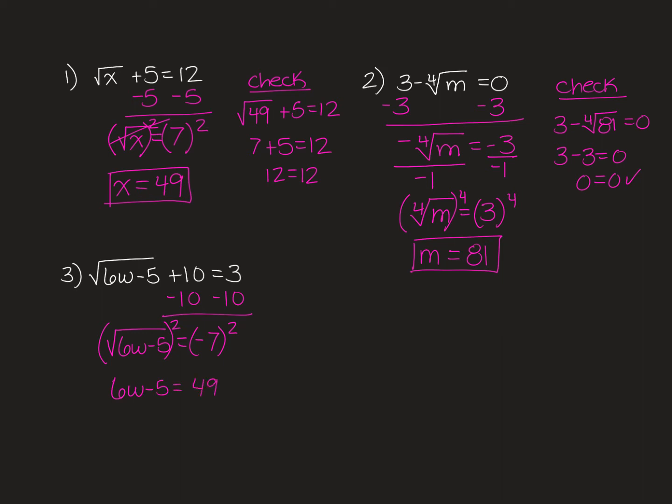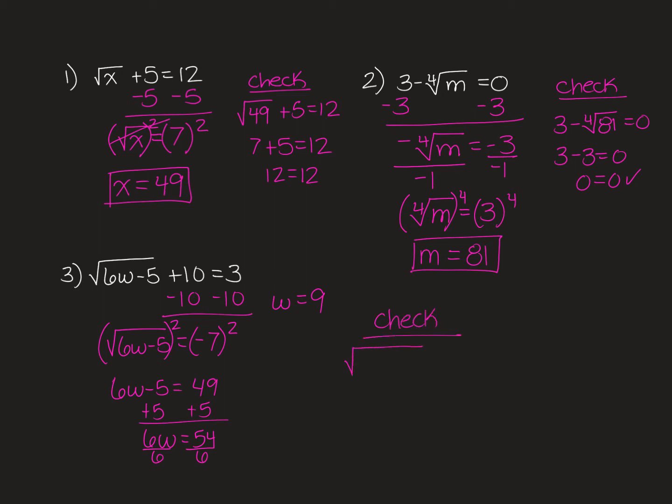Then solve your resulting equation. Add 5 to both sides. 6w is going to equal 54. And then divide by 6. Running out of room here. We're going to get w is equal to 9. Check your answer.